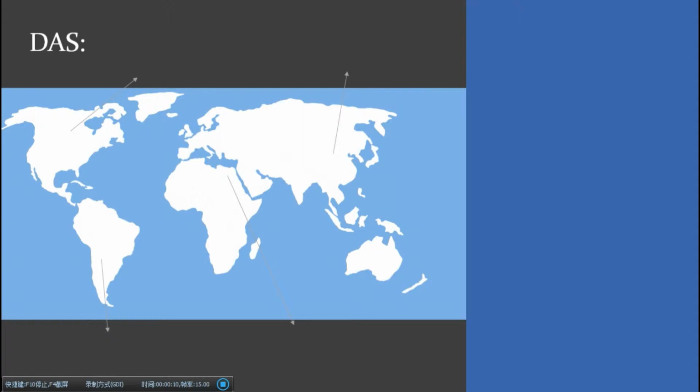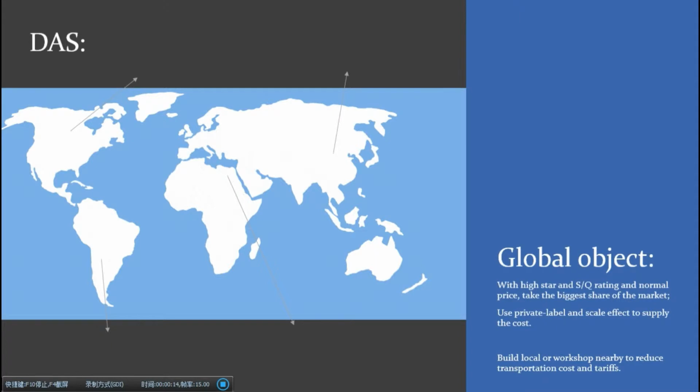Before beginning to play this game, we set our group's objectives: a higher star and SQ rating at a normal price, to take the biggest share of the market, and then use private label and scale effect to reduce the cost. And then build a local factory or workshop nearby to reduce transportation cost and tariffs. Then we analyze different situations in the 4 main markets to set this strategy.